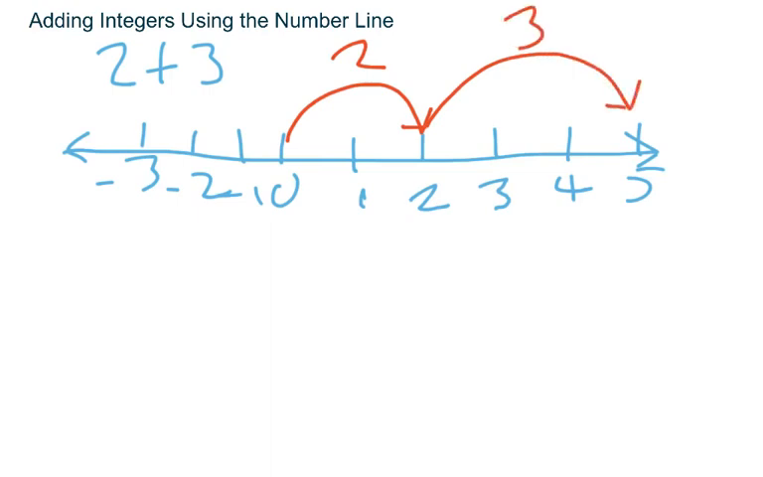Actually, in some schools, they have these number lines drawn on the floor so students can stand at the 0 and move 2 steps forward, 3 steps forward, and see that when they add 2 plus 3, they're going to get 5.